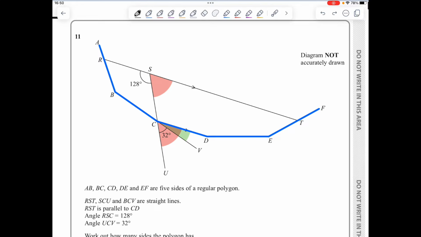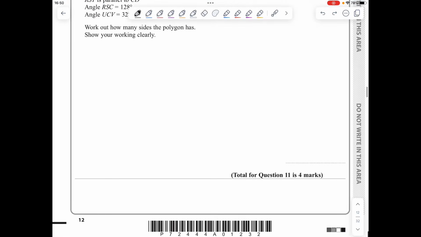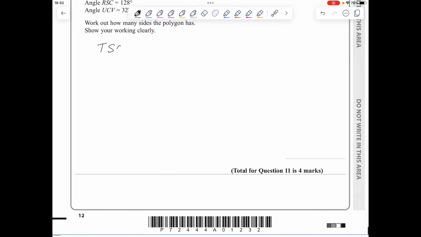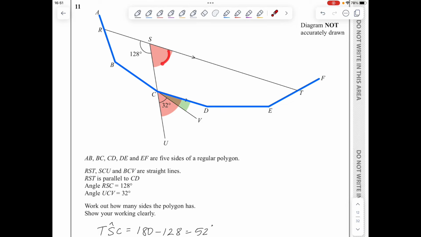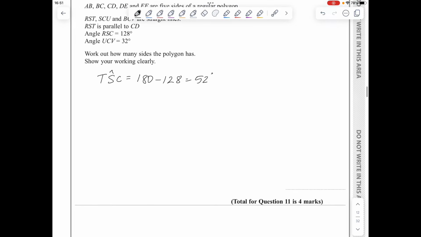So let's start with finding angle TSC, which is this one. So TSC is equal to 180 minus 128, which equals 52 degrees. That's because angles on a straight line add up to 180. And then I will use the corresponding angles. These two are equal because of the parallel lines.